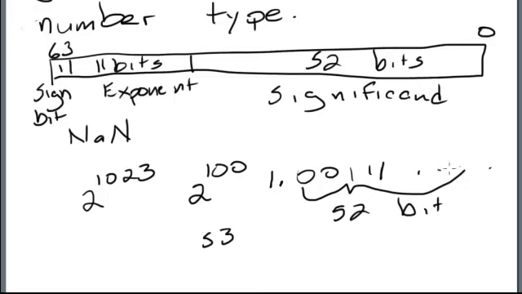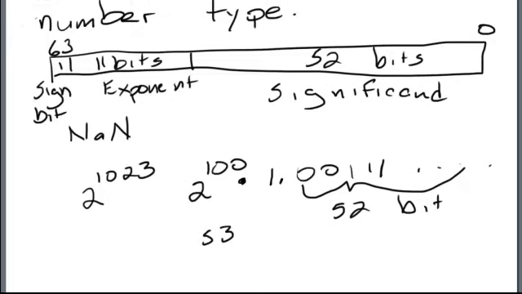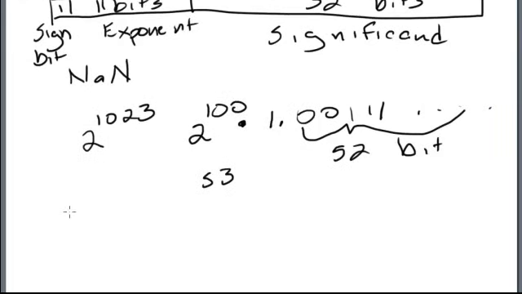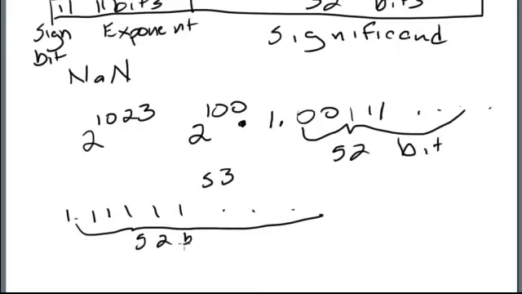So that's called a normalized number. And so this is 2 raised to the 100 times this number, so that pushes that decimal point to the right 100 spaces. So you can have up to 2 to the 53 in precision. So if I have this normalized number, say I have all 1s in the 52 bits, plus my extra implied bit, implicit bit, so that's 53.